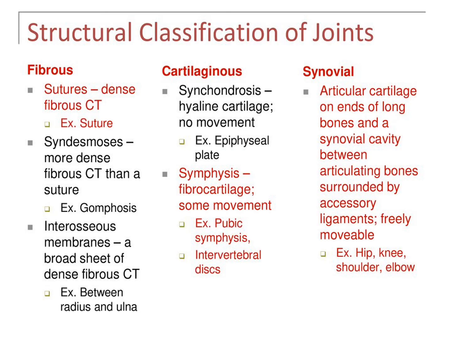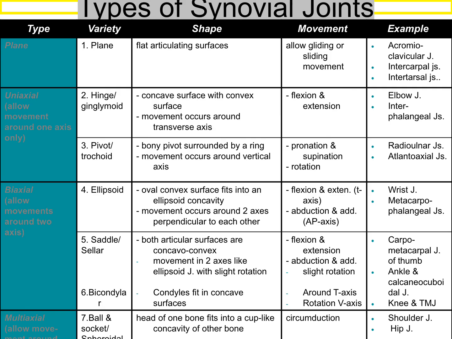Then we come to the summary. In the previous lecture of joints, we did the fibrous and the cartilaginous joints. We did their subclassifications also. In this lecture, we did the synovial joints. And we did the details of the different types of synovial joints. This is the short summary of all types of joints.